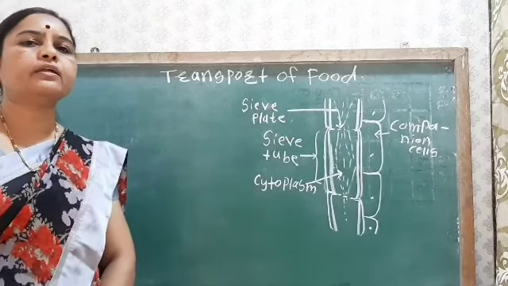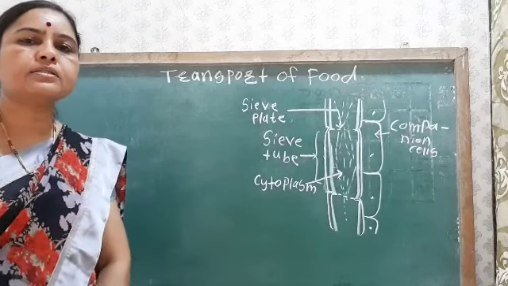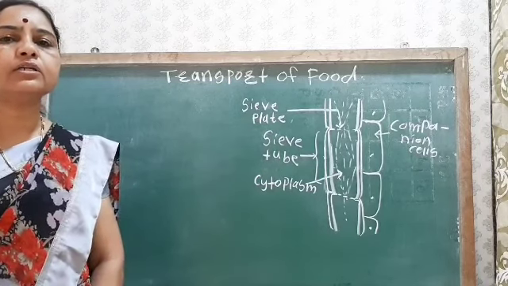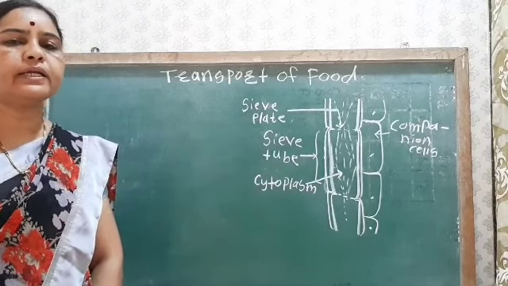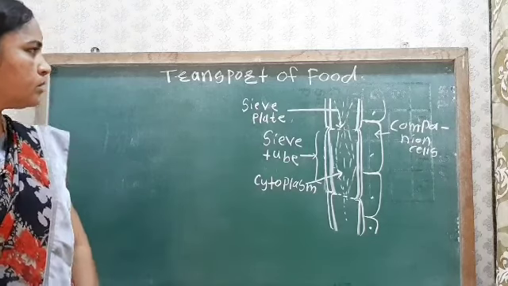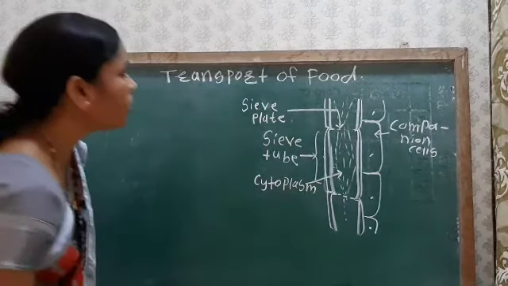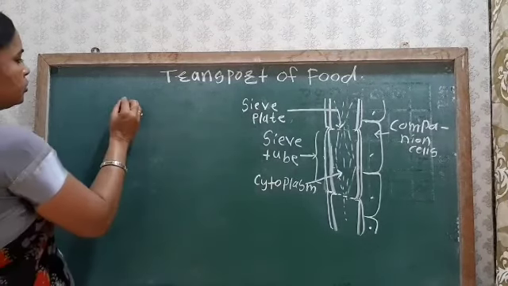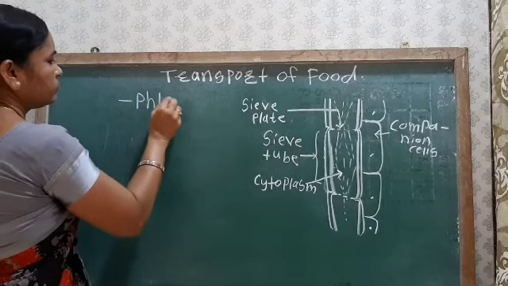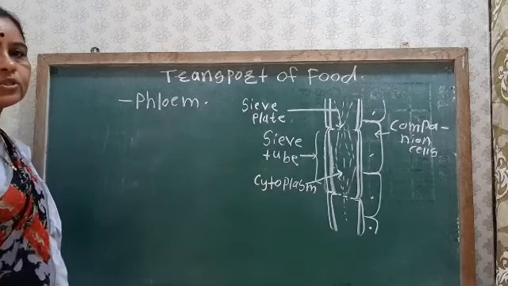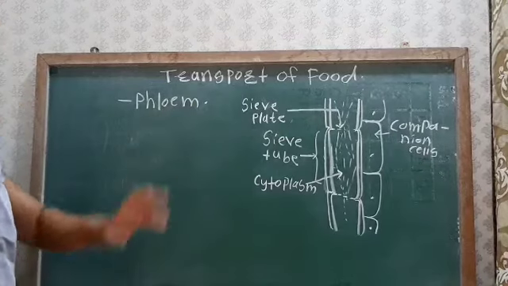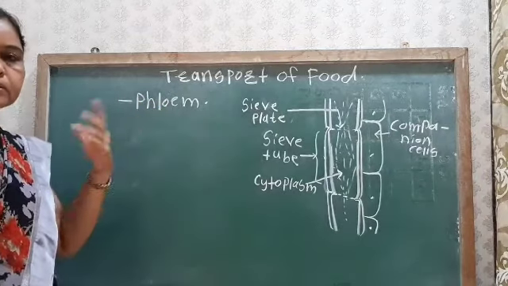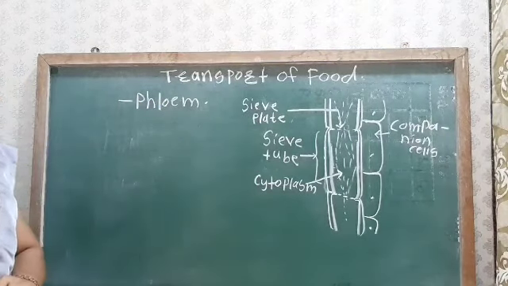Source is the region where the food material is synthesized, while the sink is the region where the food material is utilized. In plants, the transport of food mainly takes place through the tissue known as the phloem. Through the phloem the food material is transported, the food conducting tissue is the phloem, and the water conducting tissue is the xylem.